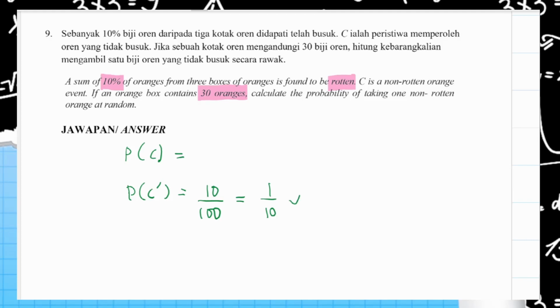Okay, then we want to find P(C). So for P(C), we know we have the complement, so we can use the formula. Okay, so for C, 1 minus 1 over 10. Okay, so you will get 9 over 10. Alright. Okay. We proceed to the next question.